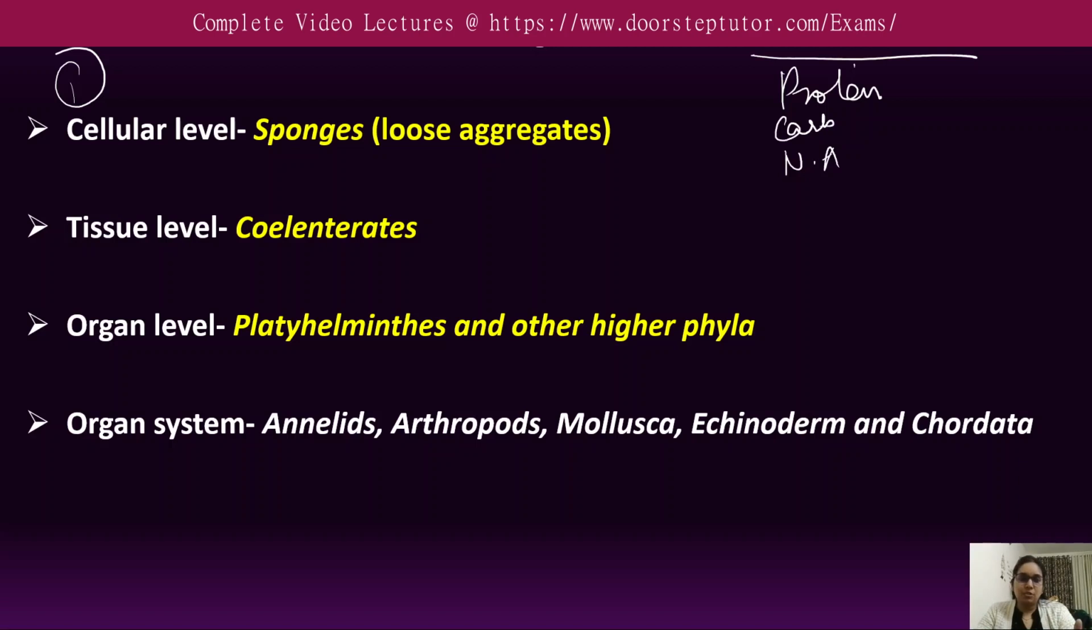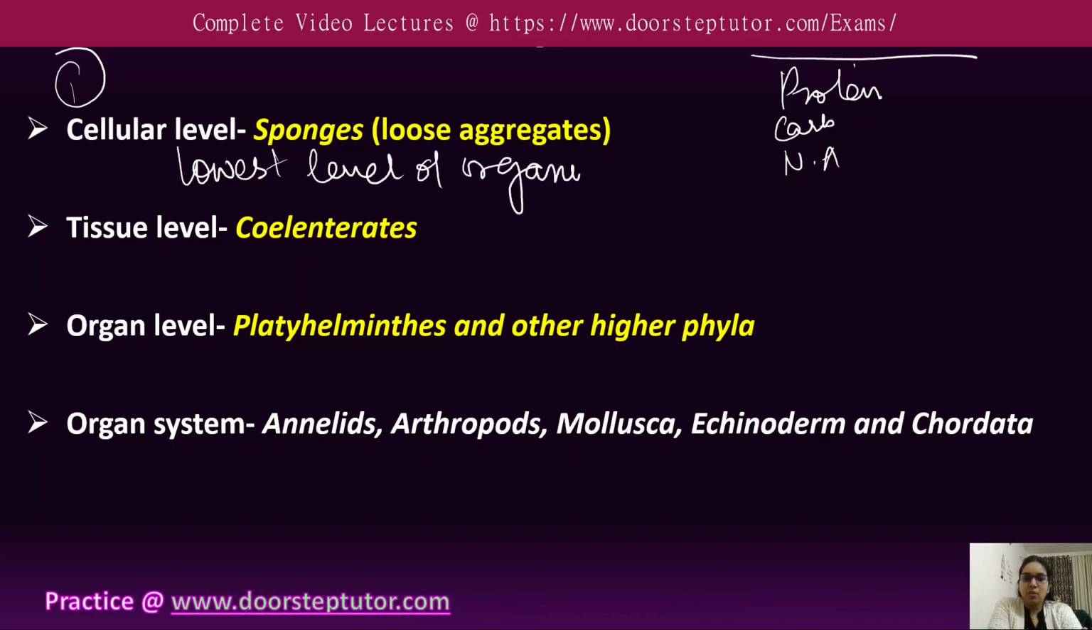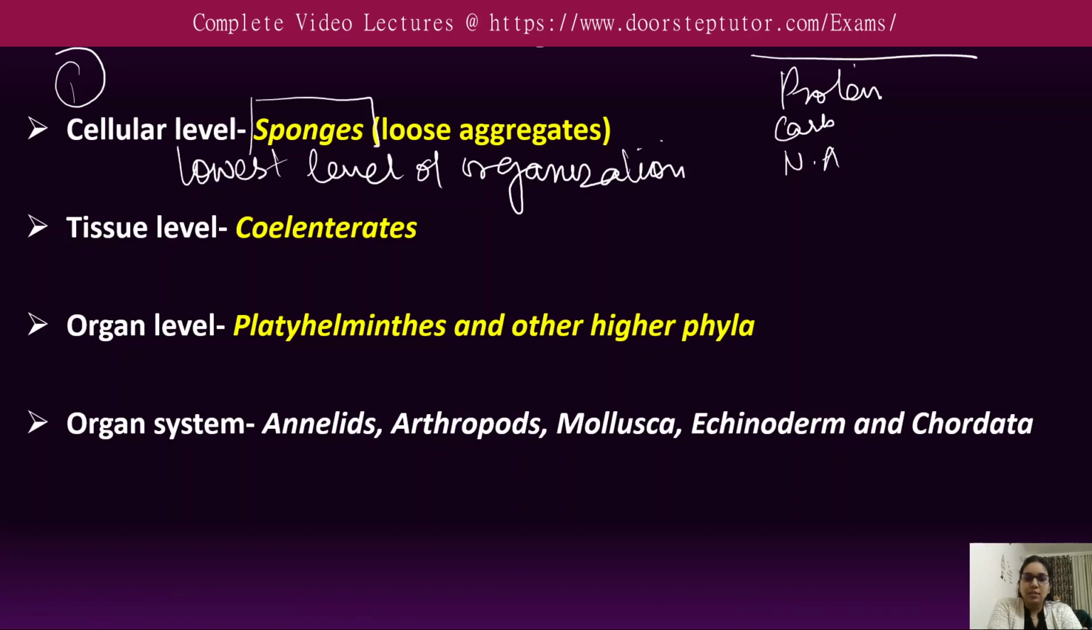Cells are the basic structural and functional unit of the living organism, and different types of cells perform specific functions within the organism. The animal cell has various organelles that carry out the essential processes, and the cellular level is the lowest level of organization in the multicellular organism. So basically the sponges are made up of loose aggregates of cells.